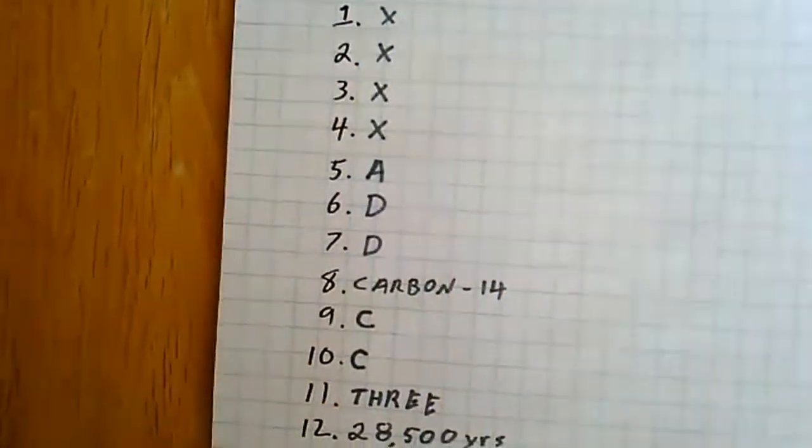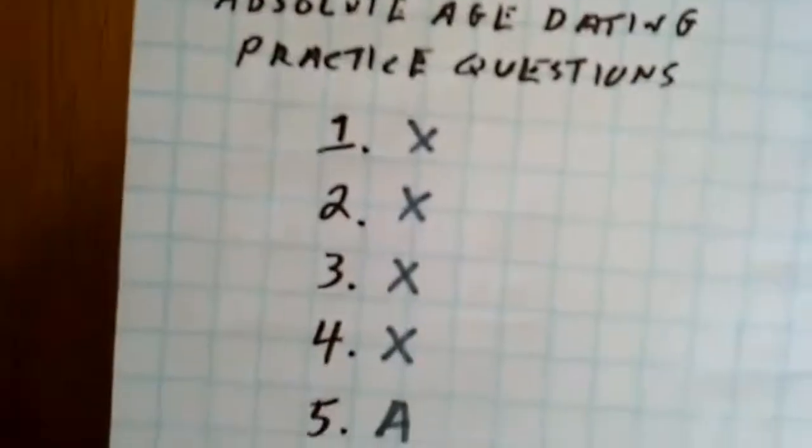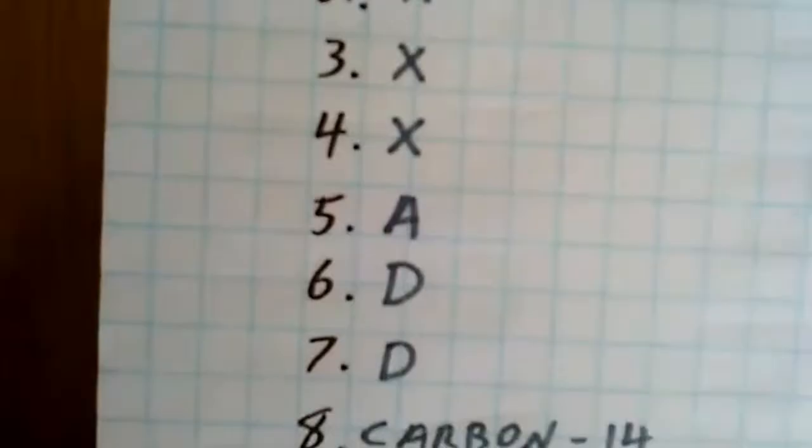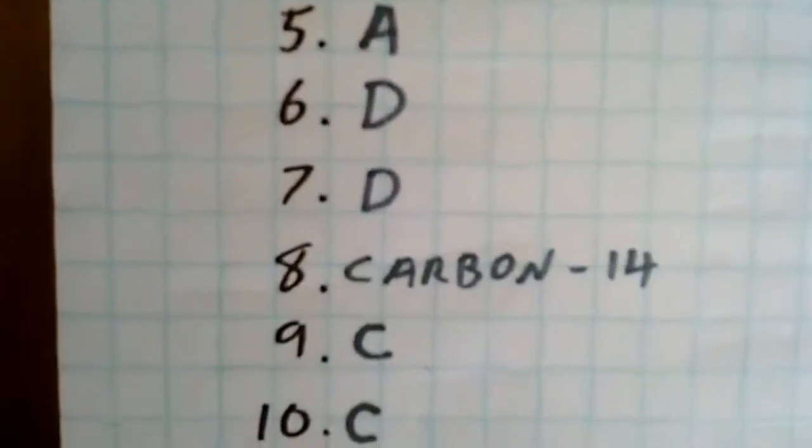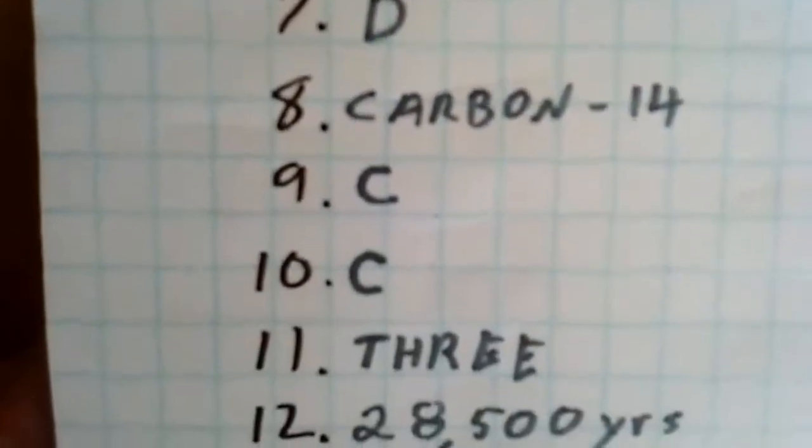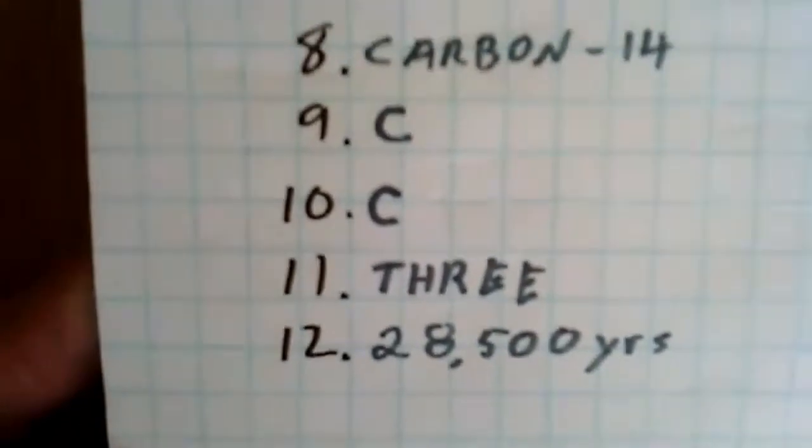Here are the answers. Maybe you don't really need to go over these because you got them all right. But the absolute age dating practice questions, we did not do questions 1 through 4. 5A, 6D, 7D, 8, carbon 14, 9C, Nashville, Tennessee, 11-3, 12 was 28,500 years. Go ahead and fast forward.